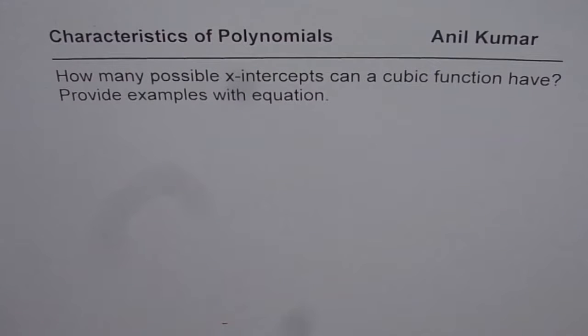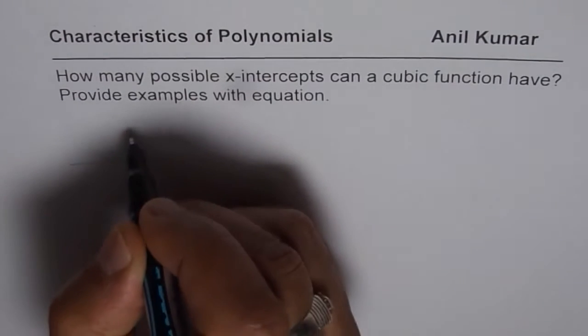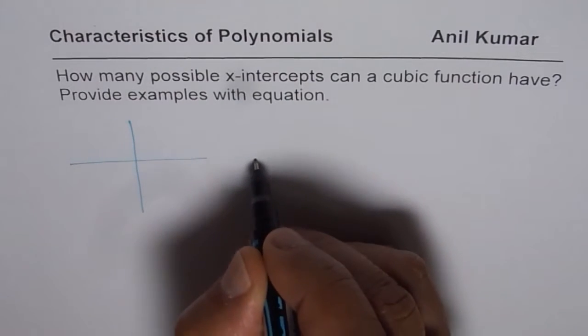I'm Anil Kumar, and now let us review some characteristics of polynomials. The question here is, how many possible x-intercepts can a cubic function have? Provide examples with equations. So let me sketch a few cubic functions, and then we'll be very clear as to how many x-intercepts a cubic equation can have, right?